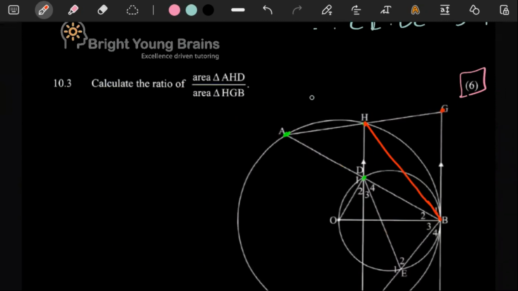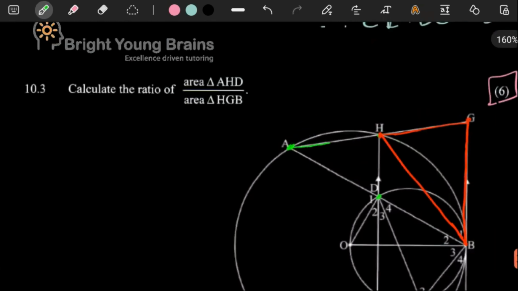AHD. We should show that the ratio of the area of this triangle to the area of this triangle. So let me draw this full one in red completely so that it stands out. And then let me draw this one also in red. Let me draw this one in green completely so that it stands out.